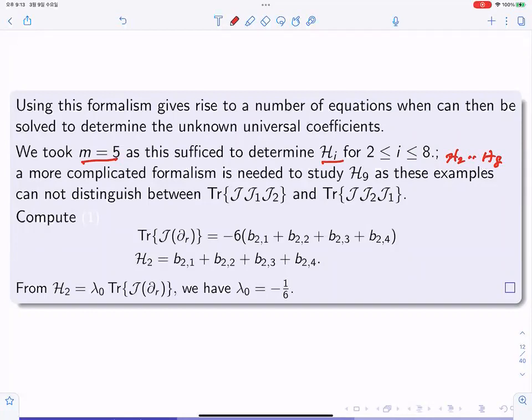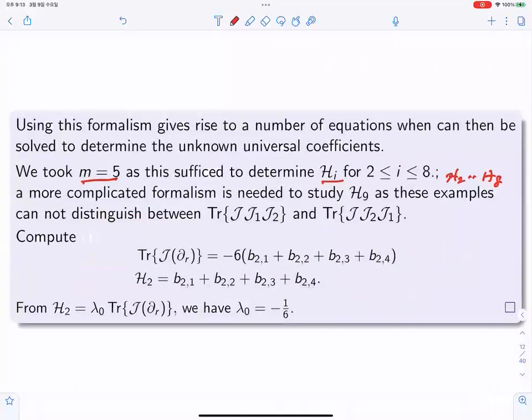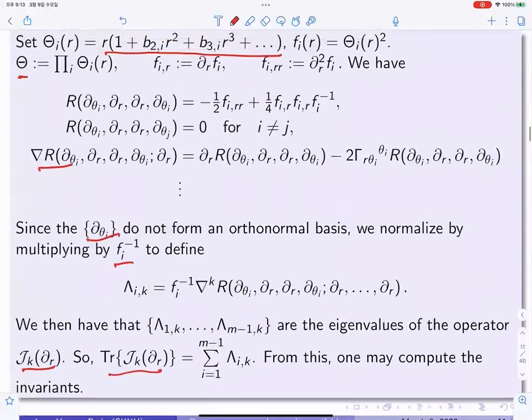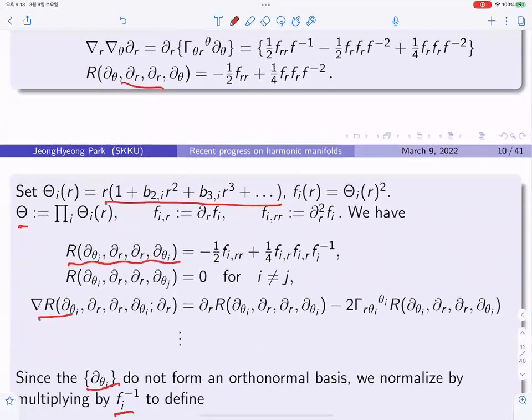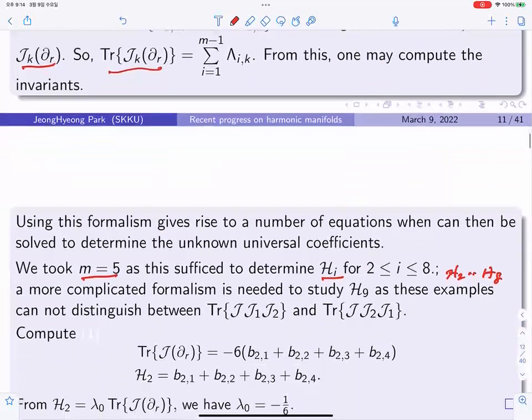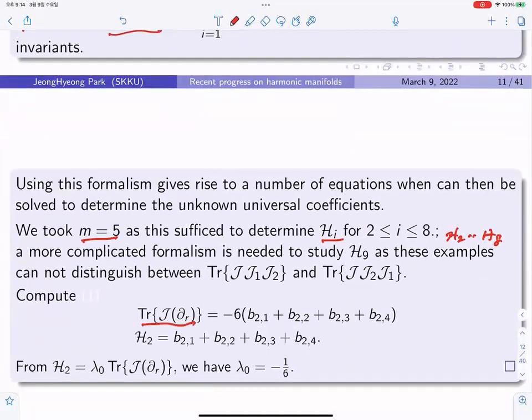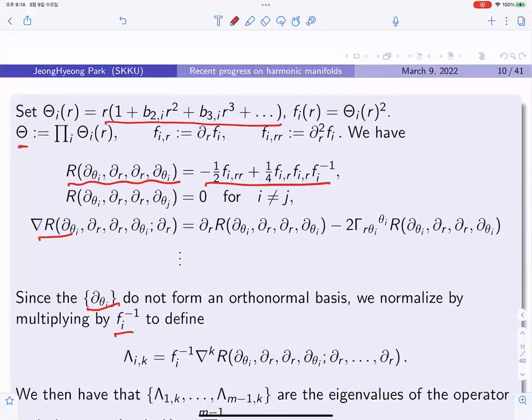Then from here, h1 here is this one. So now we compare this. Here, the trace of this one, here. So you can get this, the trace of the Jacobi operator partial r, and h2 comes to here, where now the dimension is 5.